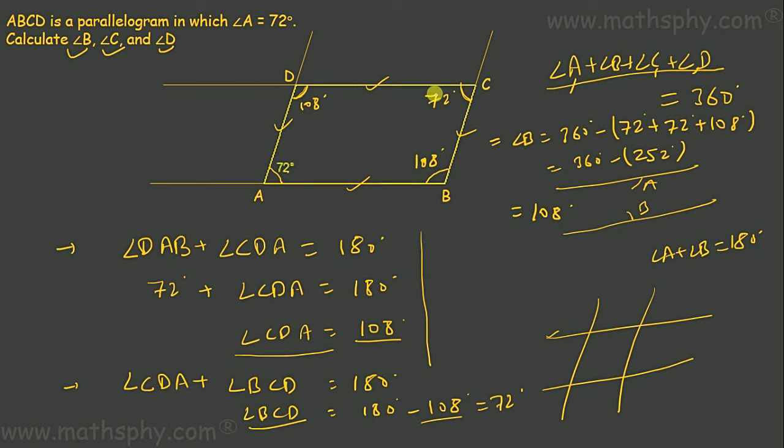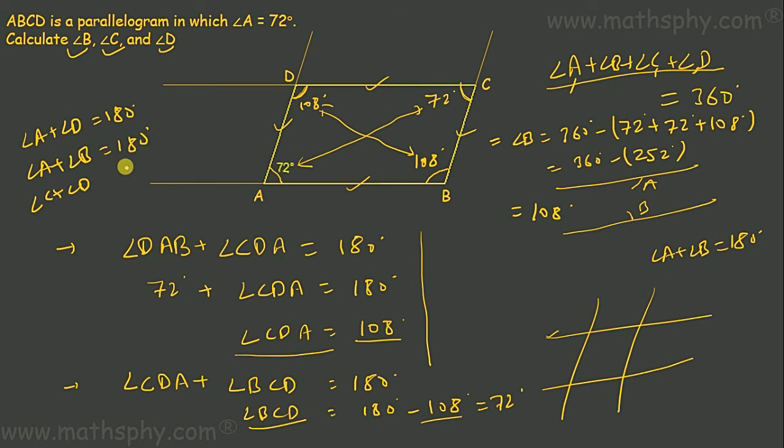Now, you can use this property in other questions where you have a parallelogram and you have to find angles. The most important property we have found is that in a parallelogram, opposite angles are equal, and angles which are adjacent to each other, the sum of those angles is 180 degrees. Means angle A plus angle D would be 180 degrees. Angle A plus angle B would be 180 degrees. Angle C plus angle D would be 180 degrees. Angle B plus angle C would be 180 degrees.